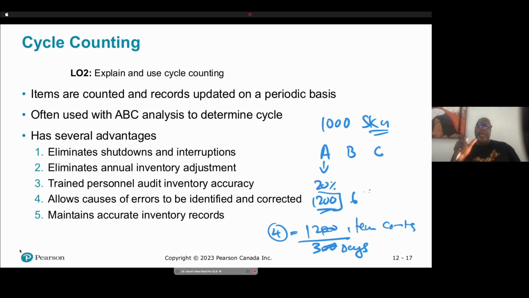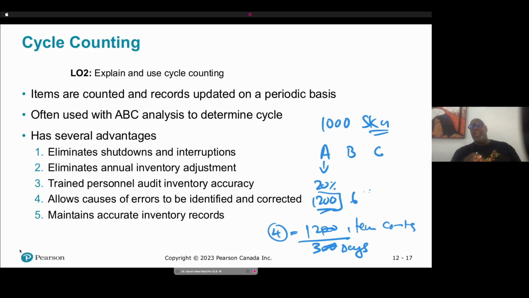Now, counting 4 items per day is a whole lot easier than shutting down your business just to count 200 items in one morning. So that's the basic idea behind cycle counting. You take the items, you know the number of counts you want per year, determine the total number of item counts, divide by the number of days in a year, and you know how many items you should be counting.